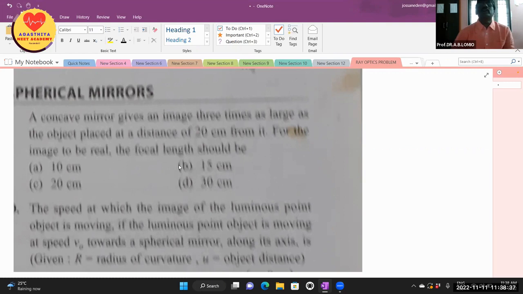A concave mirror gives an image 3 times as large as the object placed at a distance of 20 centimeters from it. For the image to be real, the focal length should be: option A 10 centimeter, option B 15 centimeter, option C 20 centimeter, and option D 20 centimeter.